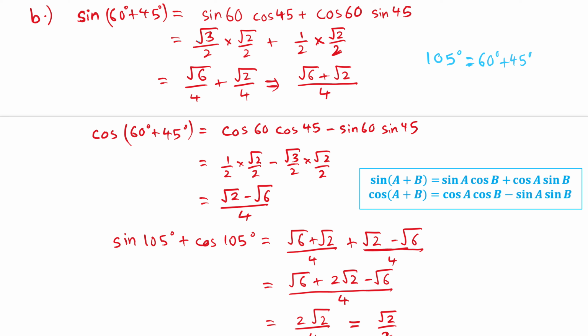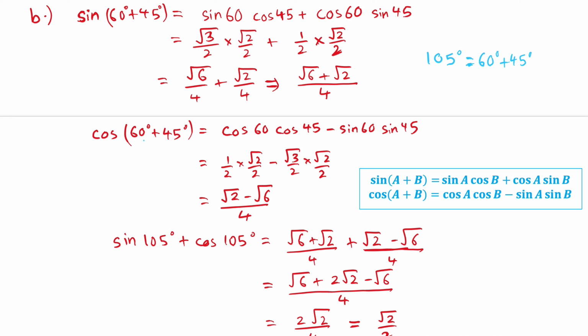Now from here, this multiplication will give us root 6 upon 4, and this multiplication will give us root 2 upon 4. So we can add these together to get root 6 plus root 2 upon 4. Now similarly we need to use this identity for cos.